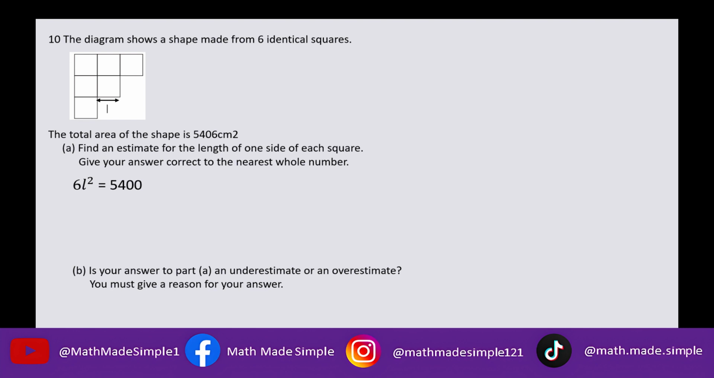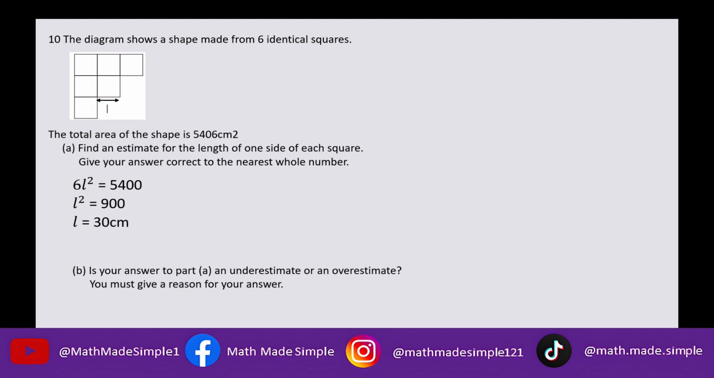So as it says estimate, I won't do the exact calculation. And I rounded 5,406 to 5,400, which is 2 significant figures. So I can divide it by 6, which gives me L squared equals 900, and so that means L equals 30 centimeters.